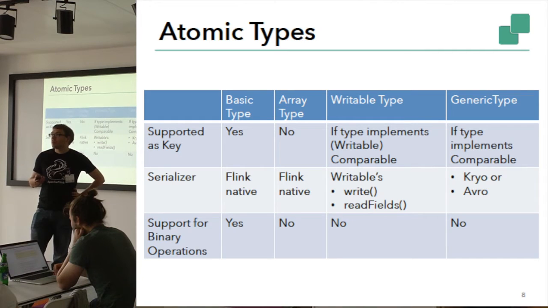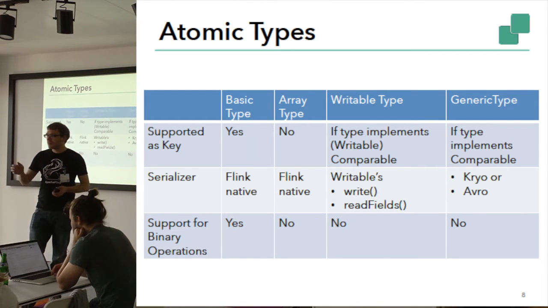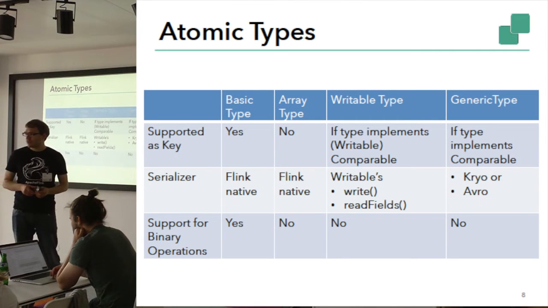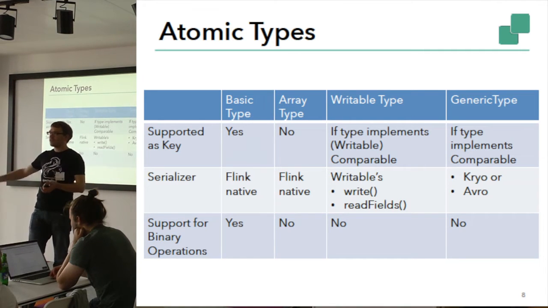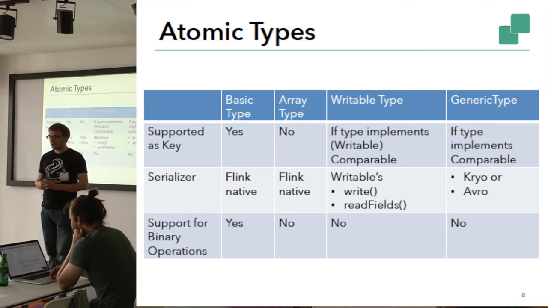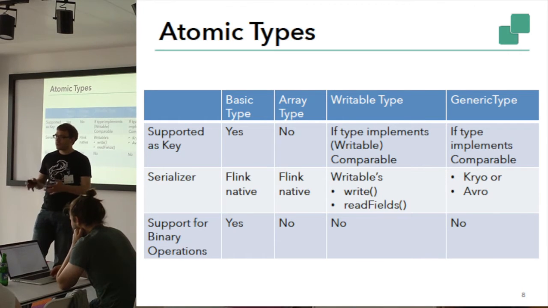For the basic types, they're all supported as keys, so all Java primitives can be used as keys. It says Java Flink native, which means we just write out the byte sequence. For an integer, we just write out the 4 bytes. For long, we write out the 8 bytes. A string is encoded with a length, and then the individual characters, and so on. On basic types, Flink does binary operations, which means when you group on an integer field, this will be quite fast because we don't need to deserialize the object when we do the comparisons for sorting.